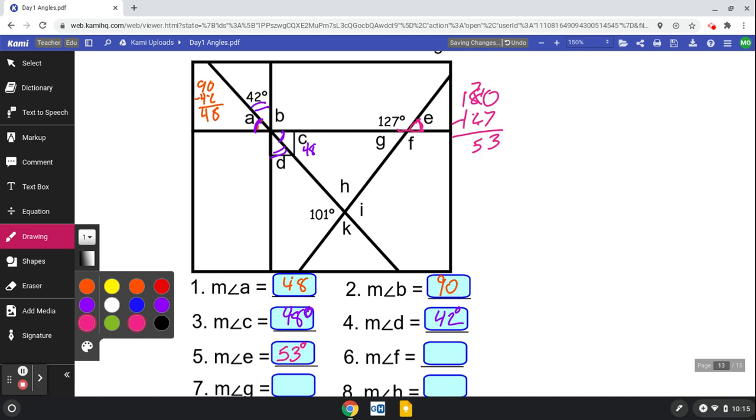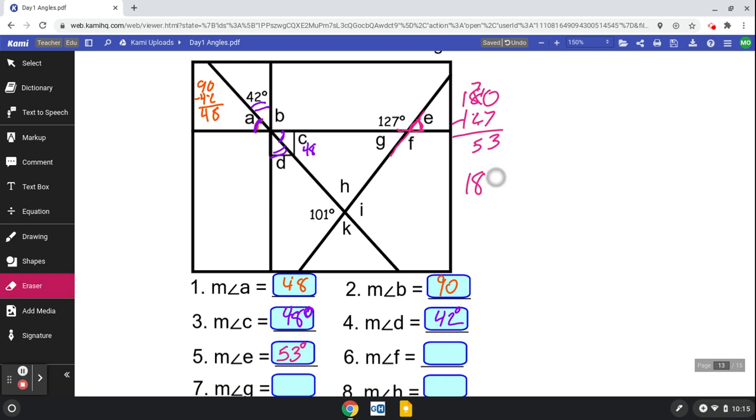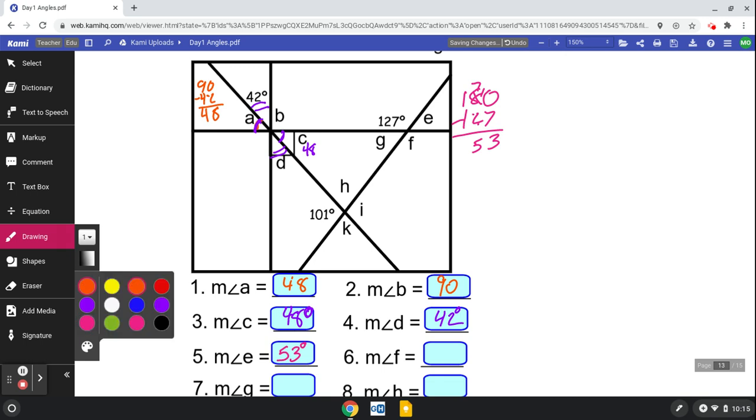Angle F. Well, we needed to know E to find angle F. Because once again, those two make 180 degrees. So now I take 180 degrees. Well, I really don't need to. I'm doing more work than I need to. Okay, angle F has a vertical angle. Do you see it? Angle F is the same as that angle, 127.